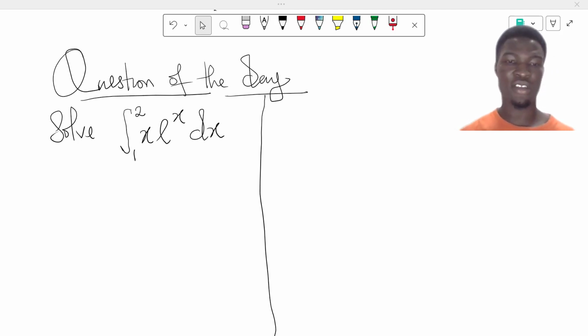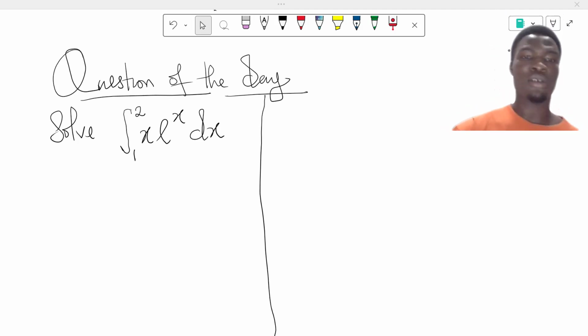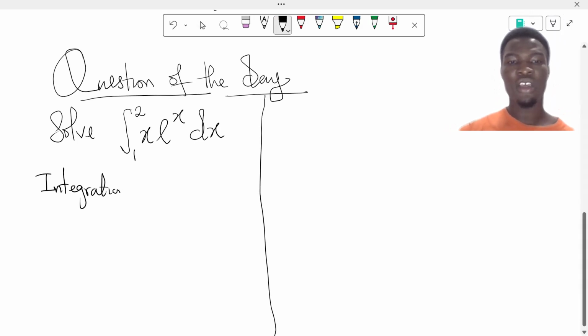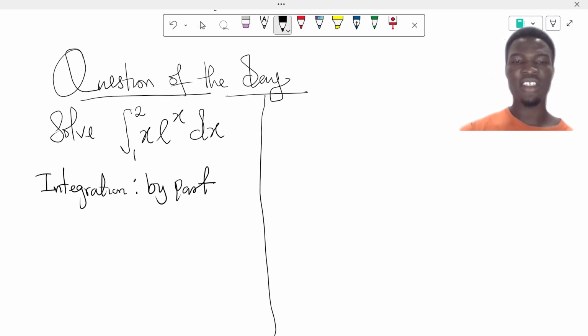This is a question from a fan, who asked me to help solve it. It is a question on integration. So the first thing you have to understand is what type of integration this is. This is integration by parts.